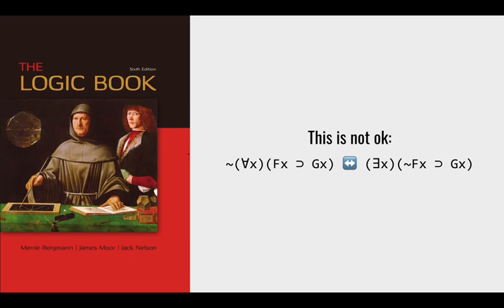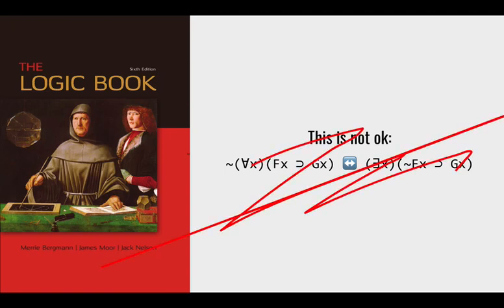Notice that in the sentence on the left, when we move the tilde into the sentence, we actually only applied it to the antecedent of that conditional. But it doesn't work that way. You actually have to apply it to the entire grouped sentence. Basically, the existential quantifier applies to the entire sentence in parentheses to its right. So you have to make that tilde apply to that entire section in parentheses. It can't just be the Fx. It has to be the whole thing. So this is bad. Don't do that.